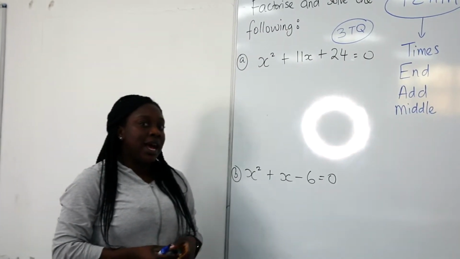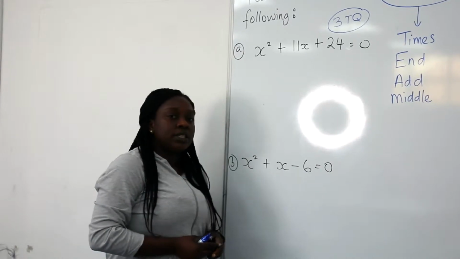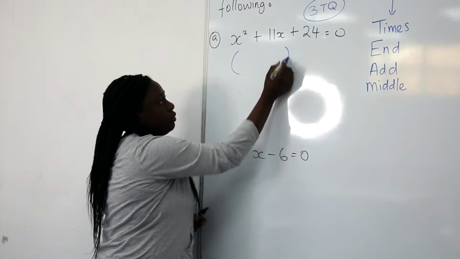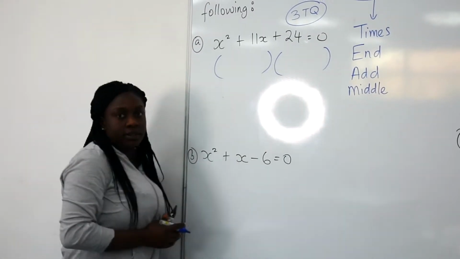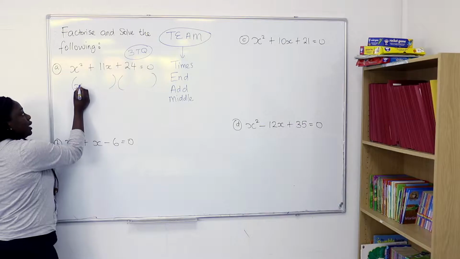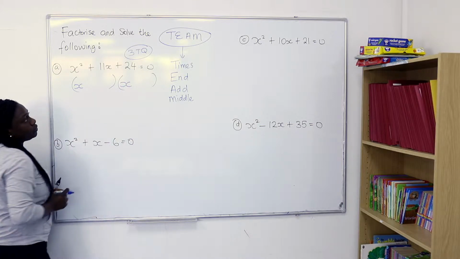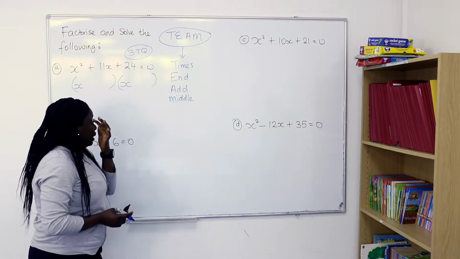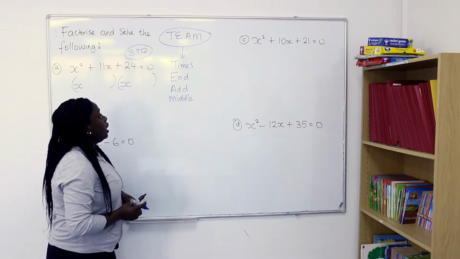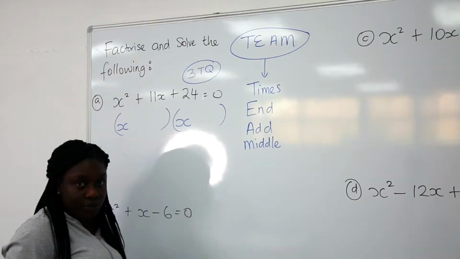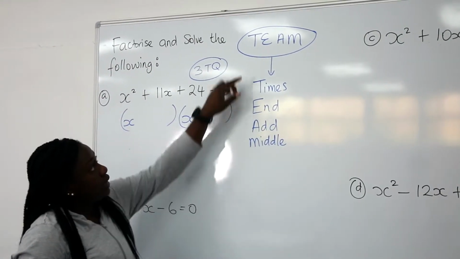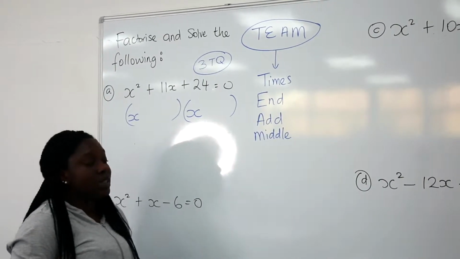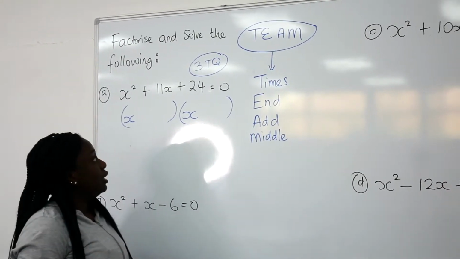How do we factorise and solve a three-term quadratic? Well, if it's a three-term quadratic, we factorise by drawing two brackets. We put x at the start of each bracket. And then we use what we call TEAM. TEAM is a way of us remembering how to solve quadratics. TEAM stands for times end, add middle. What does times end, add middle mean?